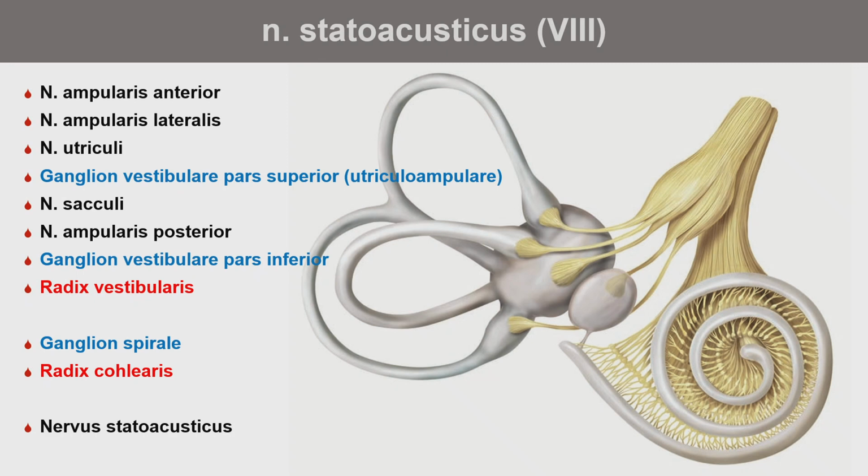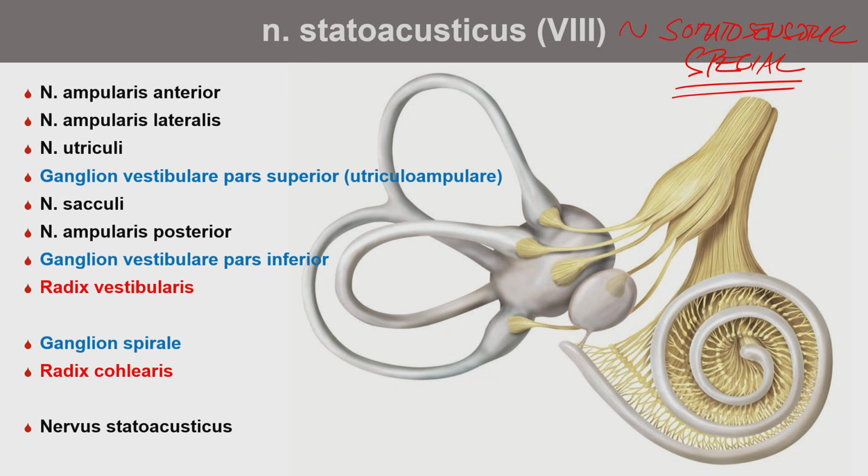So we turn to the next, the statoacoustic nerve. The statoacoustic nerve is also complex. It's in reality a part of somatosensoric, but it is a special somatosensoric, so then it is sensoric, real sensoric, not sensitive.